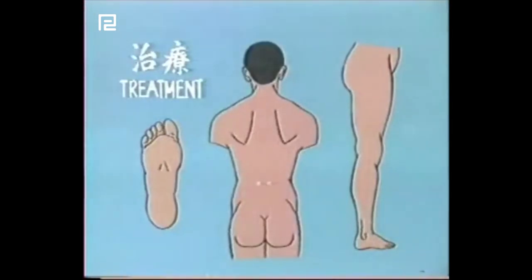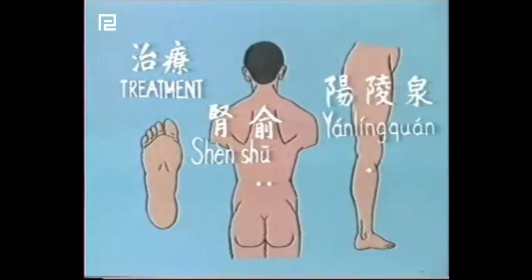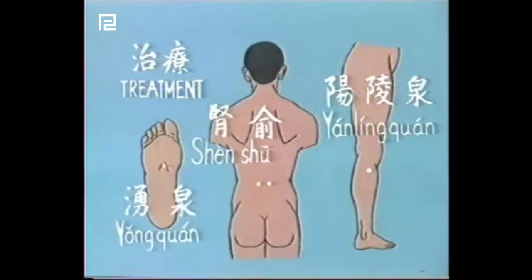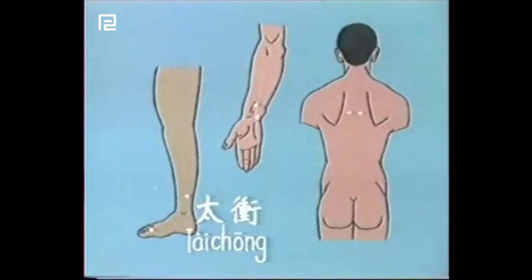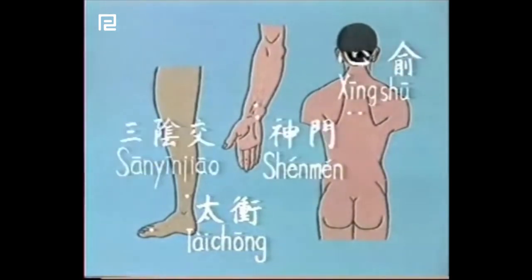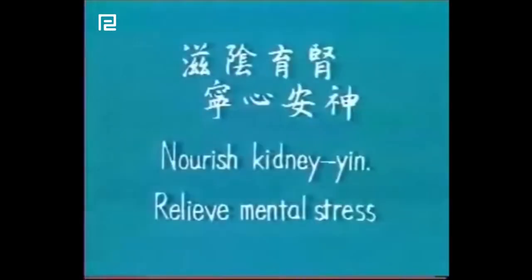Treatment: Shenshu, bladder 23, Yanglingquan, gallbladder 34, Yongquan, kidney 1, Taichong, liver 3, Xinshu, bladder 15, Shenmen, heart 7, Sanyinjiao, spleen 6, and Neiguan, pericardium 6. This prescription can nourish kidney yin and relieve mental stress.